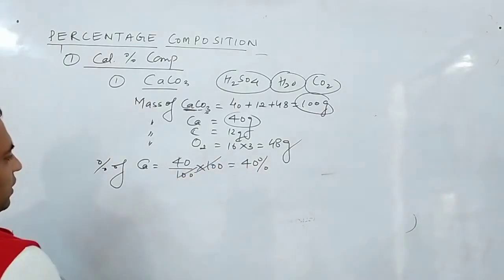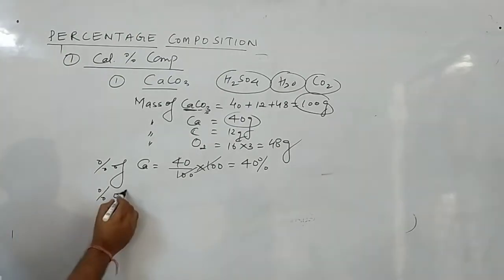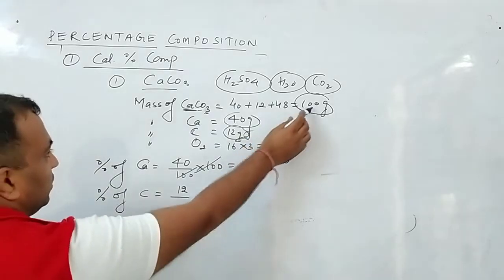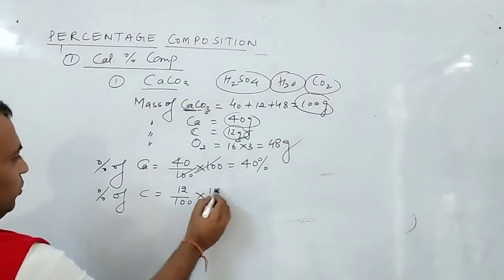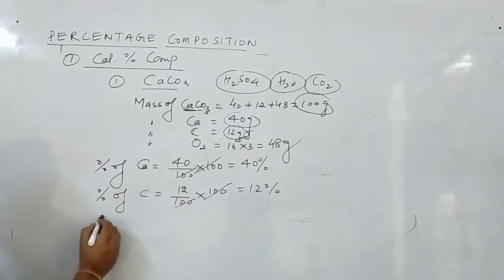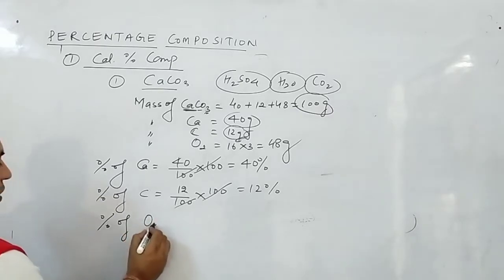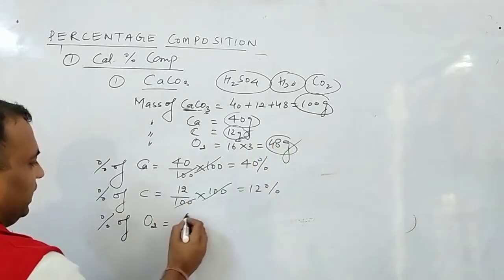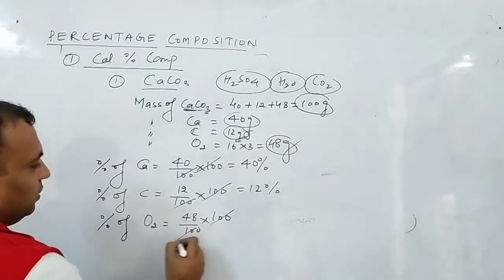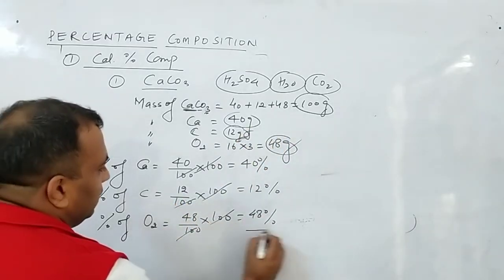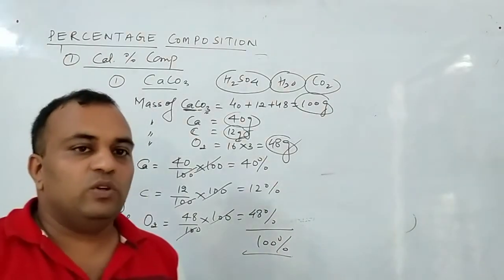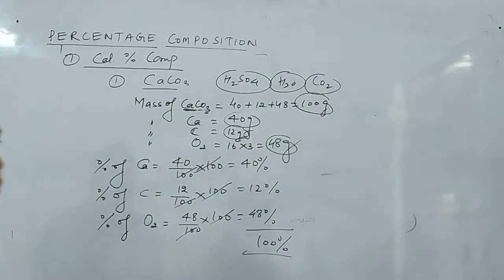percentage directly comes out to be 40. Similarly, we can calculate percentage of carbon. See, the mass of carbon 12, mass of compound 100 into 100, on cutting what will I get? 12%. Similarly, percentage of oxygen. See, the mass of oxygen 48 gram upon 100, mass of compound into 100, on cutting you will get 48%. And see, the total percentage comes out to be 100%. It means the calculation is correct. Okay. So now see question number 2.